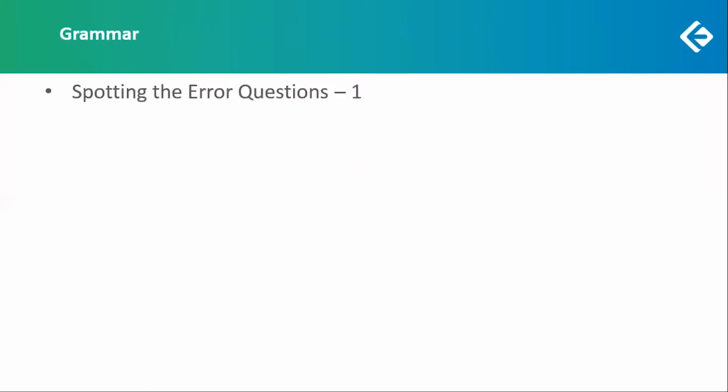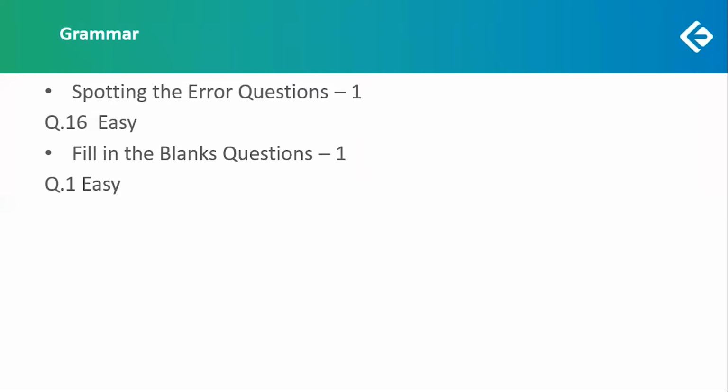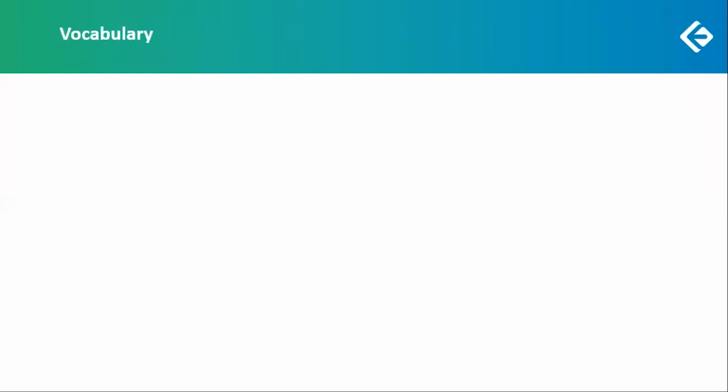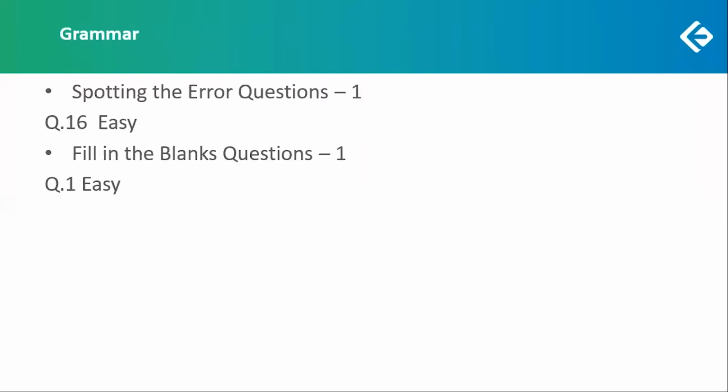From grammar, you had one spotting the error question, which is easy, question 16, one fill in the blanks question, which was question 1, which is easy. So you only had 2 grammar based questions. Both questions were easy, and both questions were very doable.